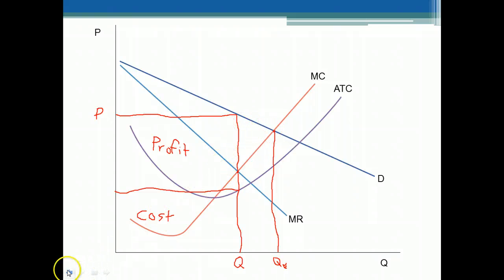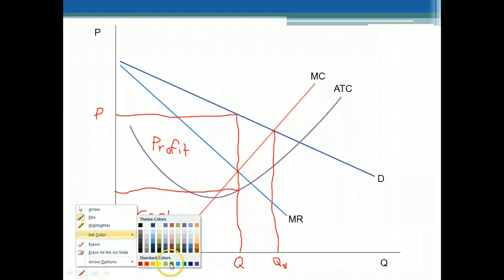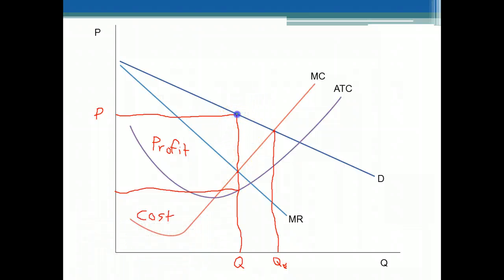That also means that this little area between the monopolist price and the efficient price, below the demand curve and above the marginal cost curve, indicates this area right in here is our lost efficiency due to a monopoly, and that lost efficiency is what we call deadweight loss.